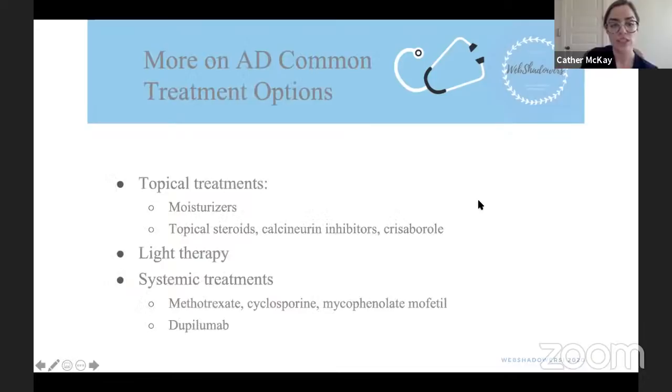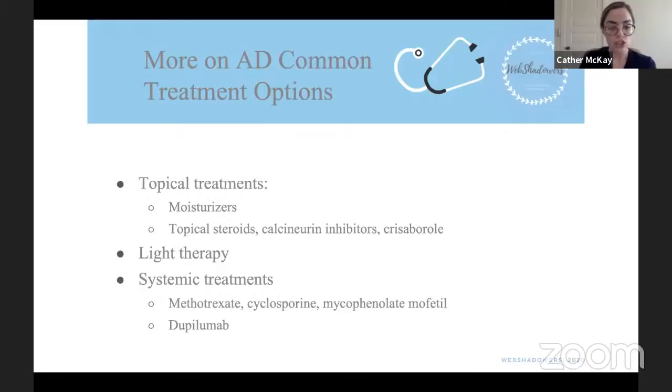Okay, so treatment options. Definitely you need a good moisturizer regimen. Topical steroids, calcineurin inhibitors. Crisaborole is a newer topical agent. It's a PDE4 inhibitor. Light therapy is an option depending on where you live. And sometimes you can get a home unit for light therapy, but that's not super easy to do sometimes, but it's possible.